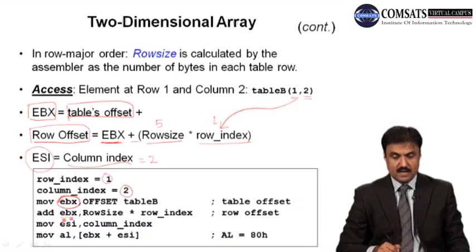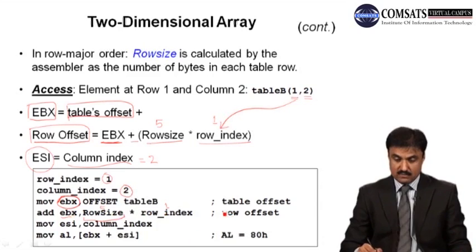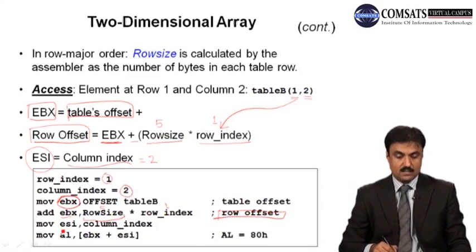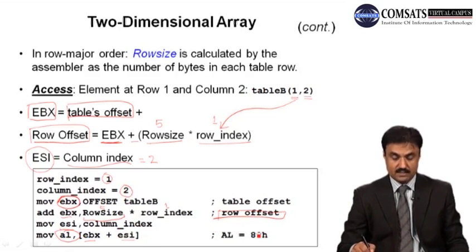So EBX plus the row size, which is 5, multiplied by the row index, which is 1. So 5 multiplied by 1 plus the EBX, whatever the address is, will give us the row offset. And then ESI is the column. If we use the column index, it is equal to 2. So ESI plus EBX will give 8080 hexadecimal.